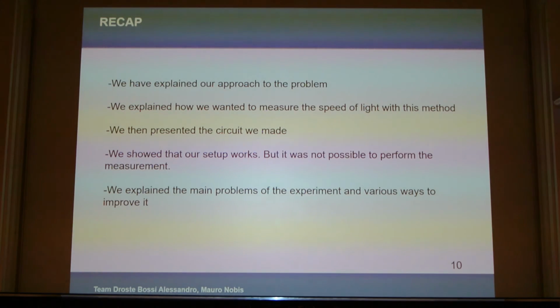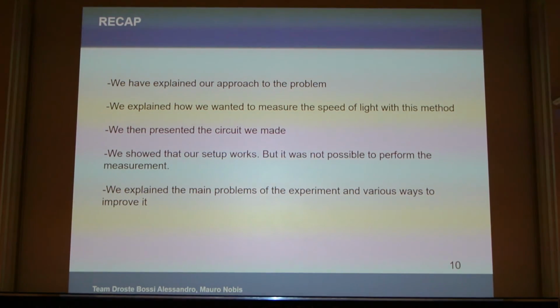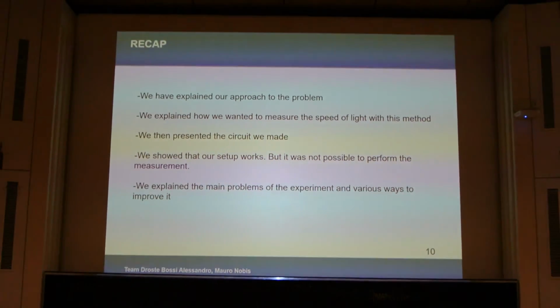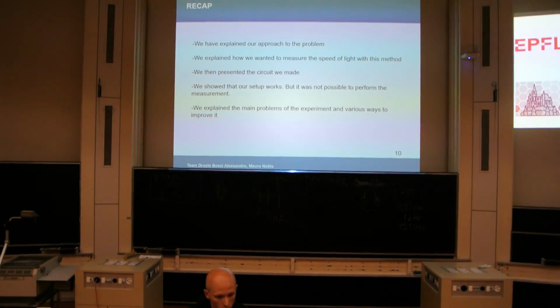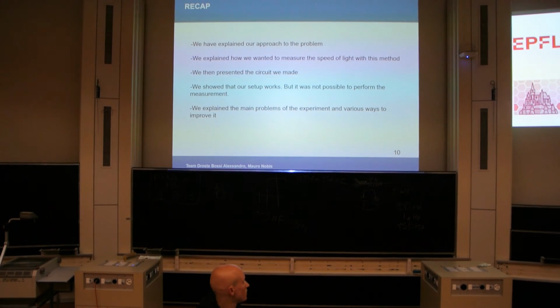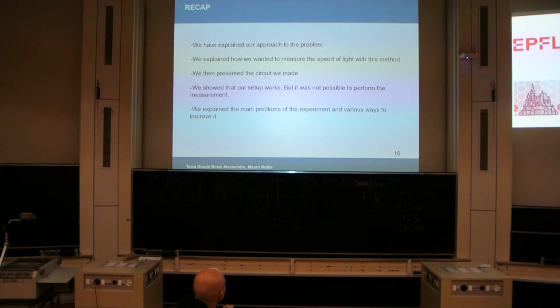Finally, the conclusion. In this presentation, we have explained our approach to the problem. We explained how we wanted to measure the speed of light with this method, and then we presented the circuit we built. We showed the setup works, but due to the low quality of the fiber optic cable we used, it was not possible to perform the measurement. And then we explained how we wanted to improve the experiment to actually have a measurement.